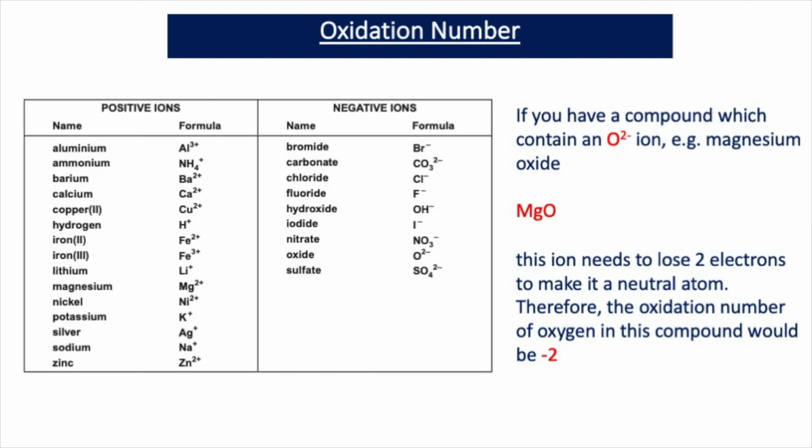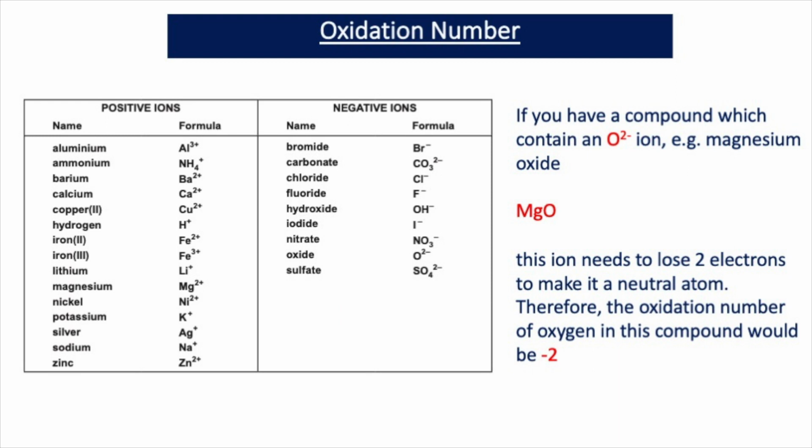So now let's look at negative ions such as the oxide ion. If we look at the compound magnesium oxide, that's made up of magnesium ions, Mg2+, and oxide ions, which are O2- ions. Now the O2- ion needs to lose 2 electrons to make it a neutral oxygen atom. As it needs to lose 2 electrons to make it a neutral atom, the oxidation number is -2.